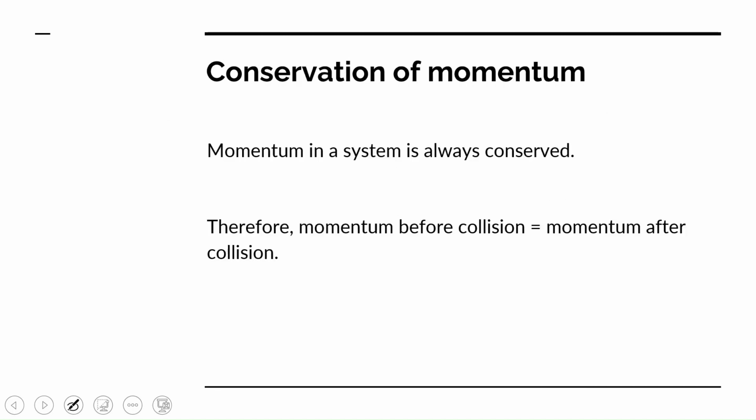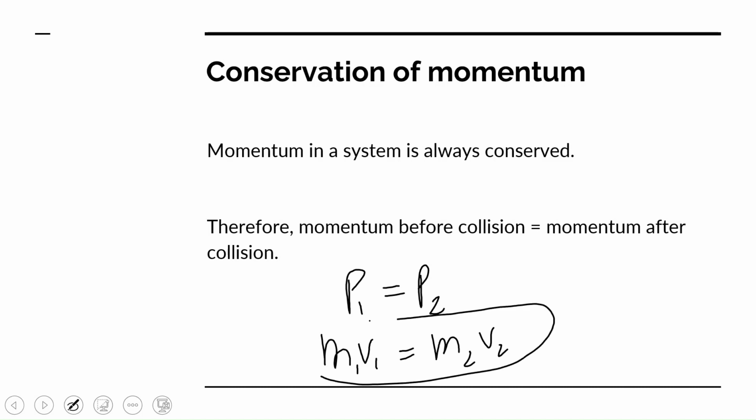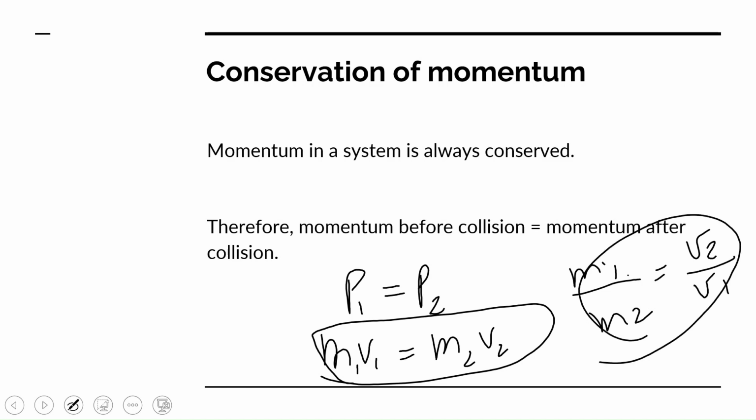Next, conservation of momentum. This is a law which states that momentum in a system is always conserved, which basically means that P1 is equal to P2, and therefore M1 V1 is equal to M2 V2. And then we can further manipulate this formula to get something like this, but this is completely unnecessary, so we can just leave it out.